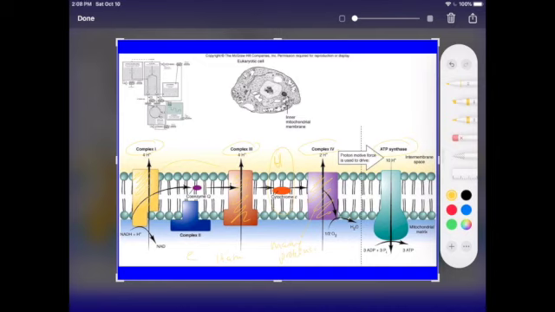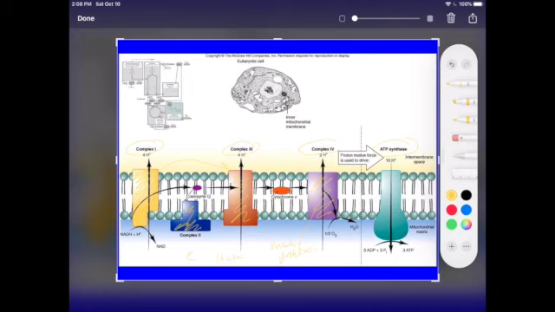Oh, wait. Oh, there's complex 2. Here we go. I gotta erase all this stuff over here. Cytochrome C is not the third one. It shuttles between 3 and 4. I can't read, because I've got the sun in my eyes here. Maybe I need to move. Okay. Let's do this again.